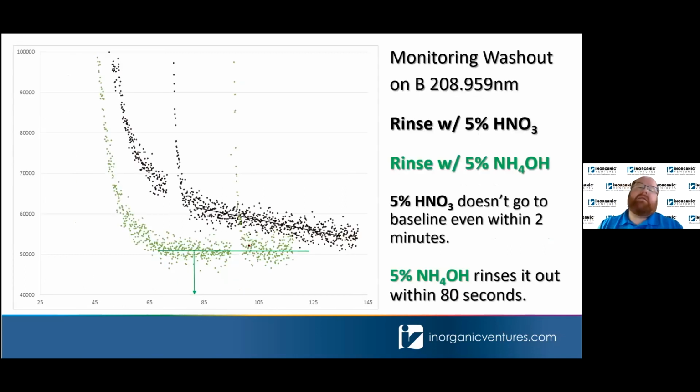But if we zoom in, we see that there actually is a big difference between these 2 rinses. The nitric acid, which is the black line, doesn't go to baseline even within 2 minutes. So you can see I drew a line here. There's actually still a slope, and that's 2 minutes. Whereas when we use the ammonium hydroxide, it seems to be flat starting around here. So we marked 80 seconds for that. It seems to work a whole lot faster. So we can say, if we switch to this type of rinse for this run, we'll be able to get more samples run in a shorter amount of time and not have to worry about the washout.